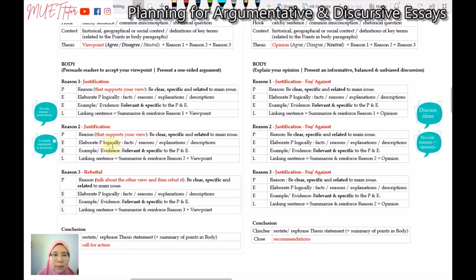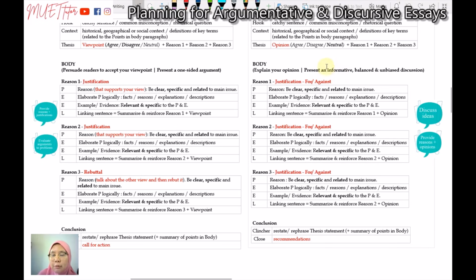You give reasons which directly support or justify your viewpoint, and then the last reason, reason 3, you talk about the other view, the view that you don't agree with, and then you rebut or refute it by showing that view is invalid. We call this style of argument a rebuttal. Some call it counter-argument or refutation. You can also apply this to discursive if you're taking the agree or disagree standpoints.